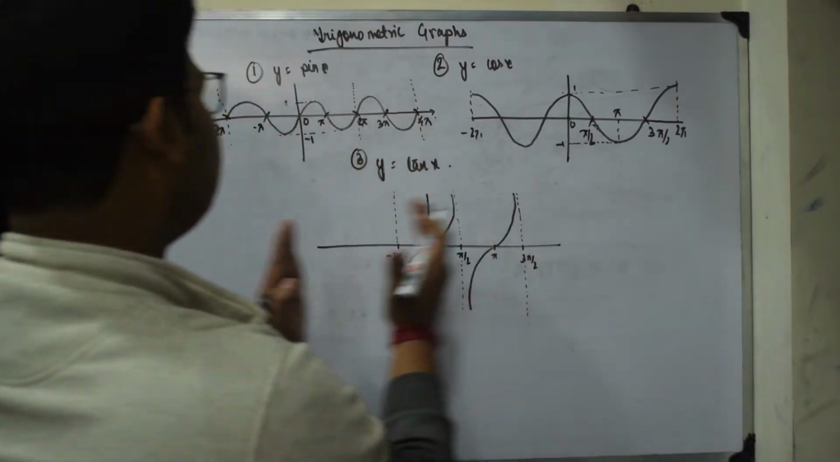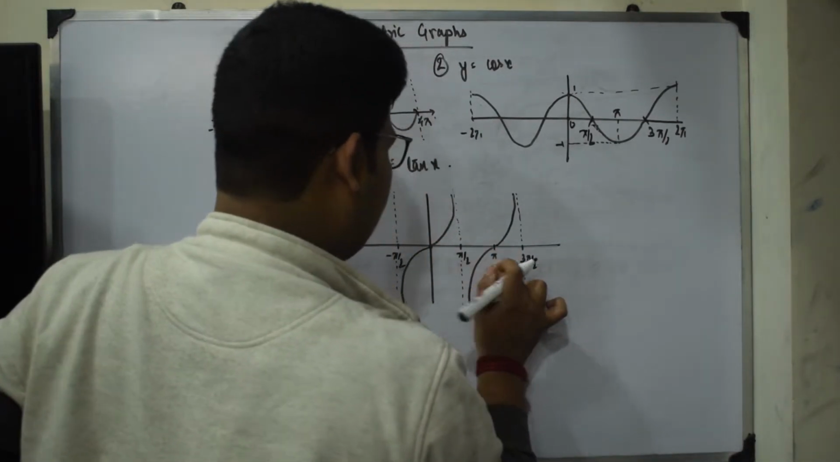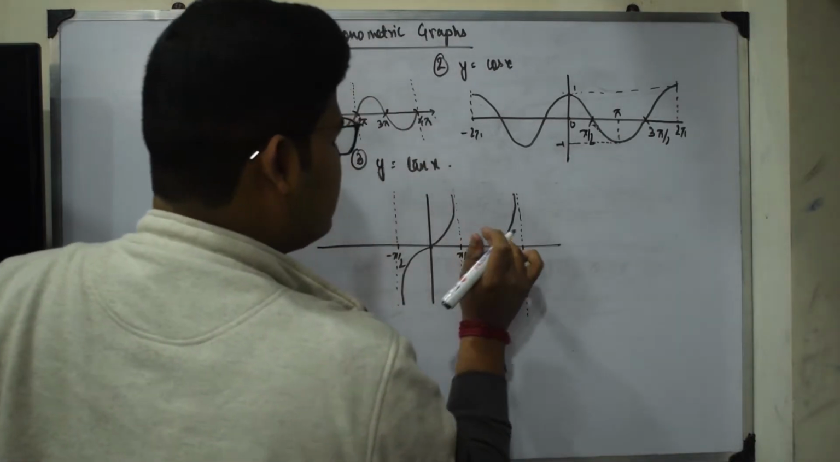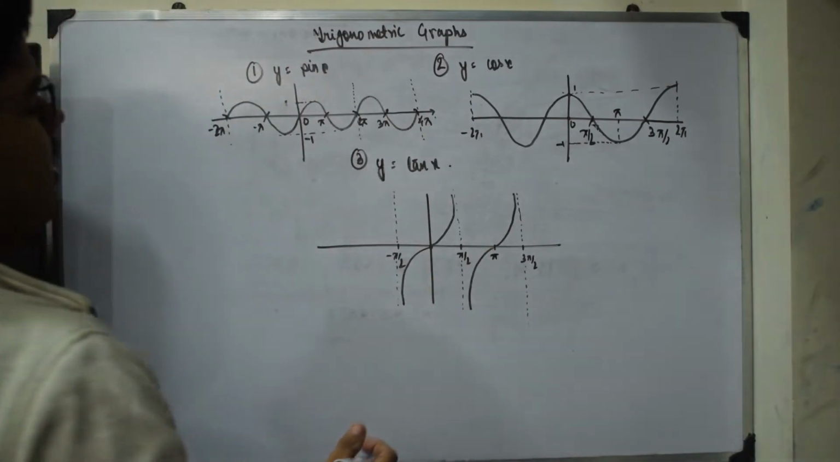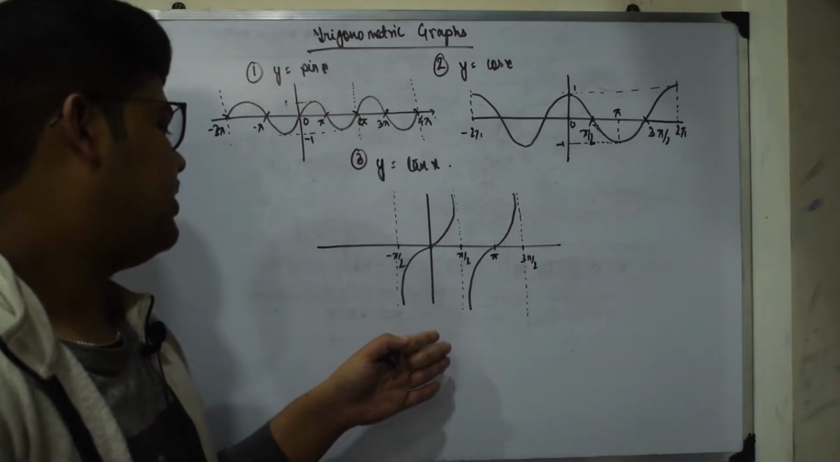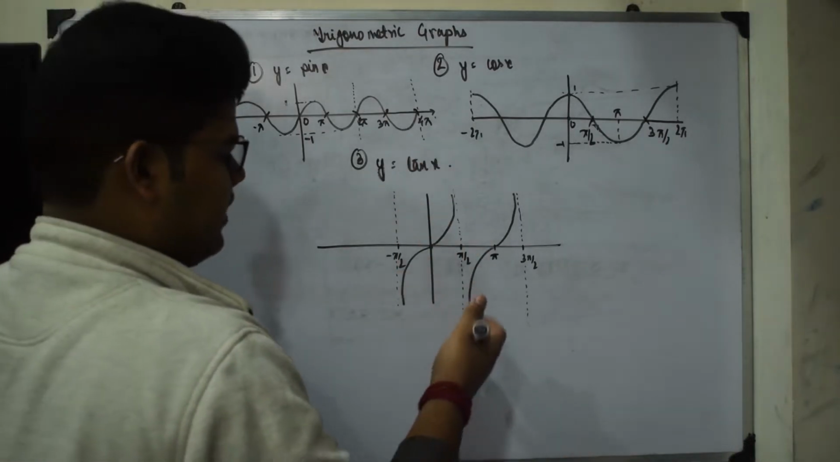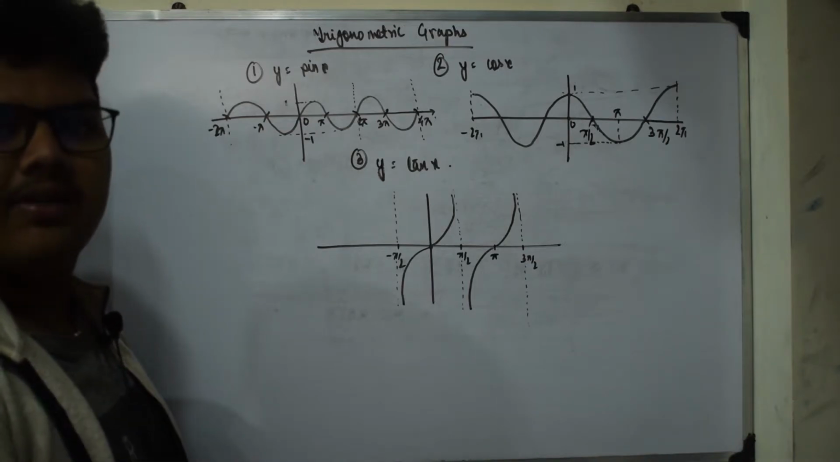Similarly in x direction, similarly in y direction. After every pi, for example at pi it is 0, then it tends to infinity at 3 pi by 2 and comes from minus infinity, because we don't know whether the value is tending to minus infinity or infinity. So basically it's undefined, so the graph behaves like this. So these are the basic trigonometric graphs.